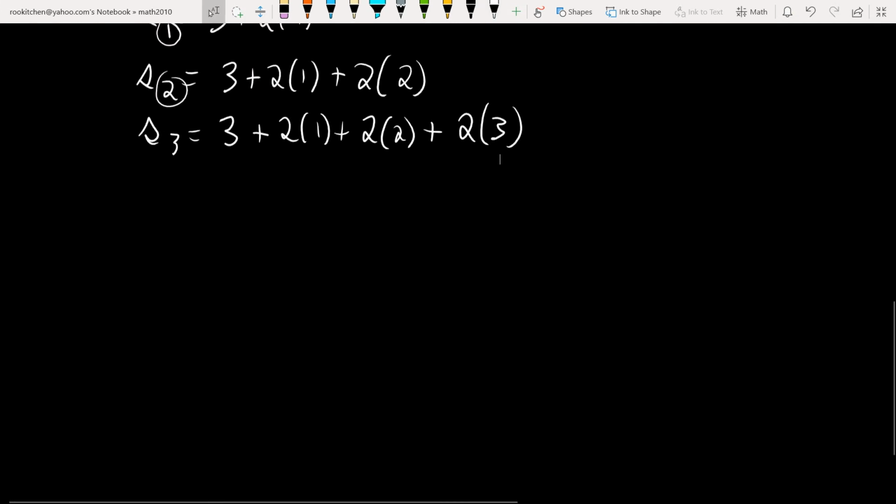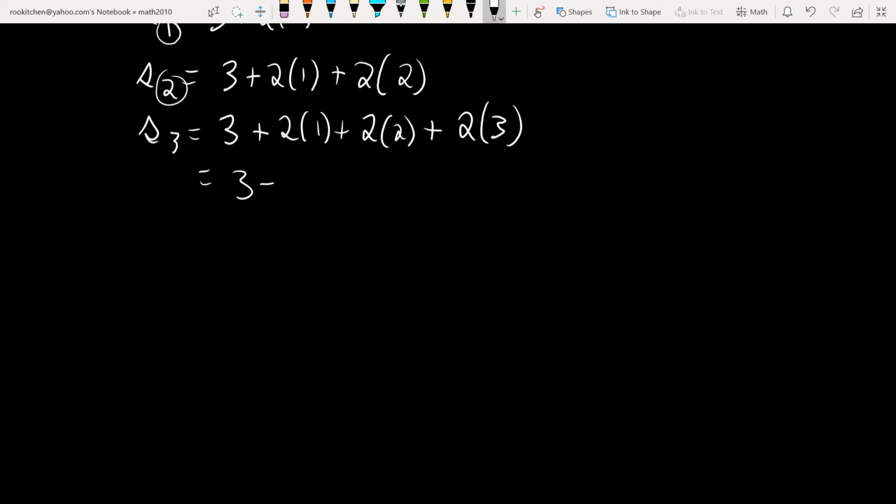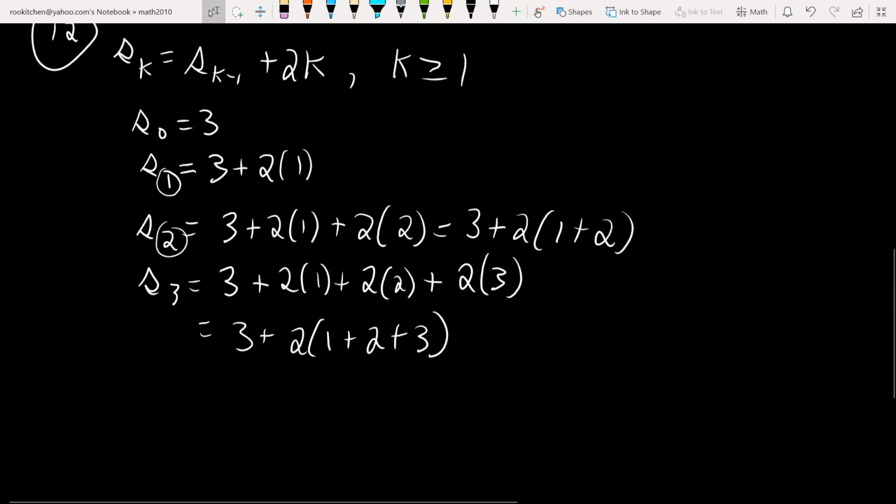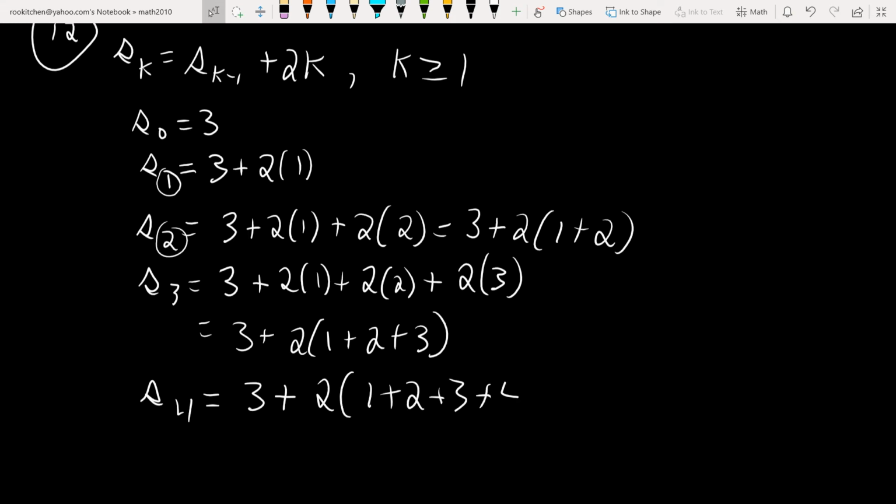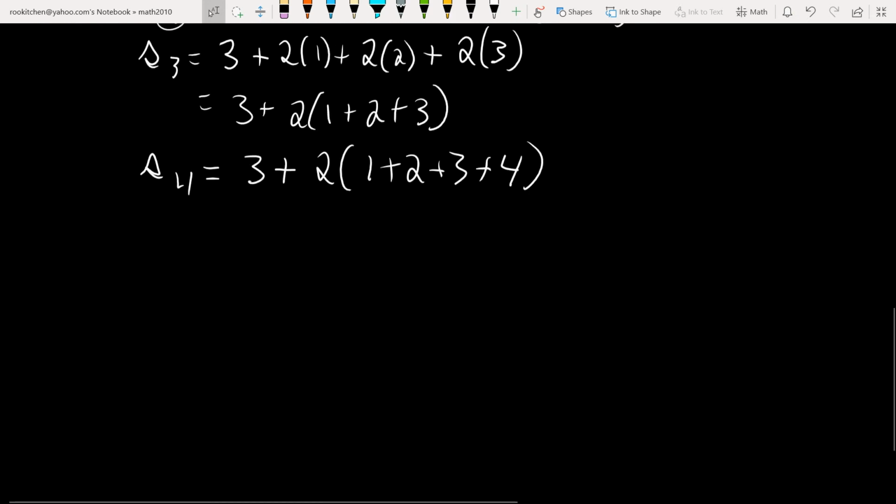And then you kind of see there's this pattern, right? It's just 3 plus 2 times 1 plus 2 plus 3. This guy before it was 3 plus 2 times 1 plus 2. And the guy before it, just 3 times 2. Let's do one more, just in case you don't see it. You can almost guess what it is, right? It's going to be 3 plus 2 times 1 plus 2 plus 3 plus 4. So you add all the integer values from 1 to the k value.